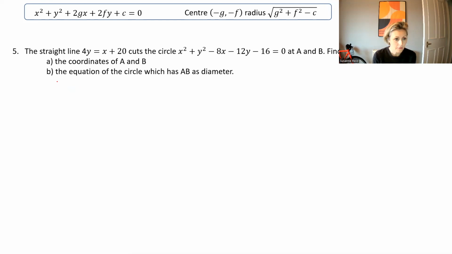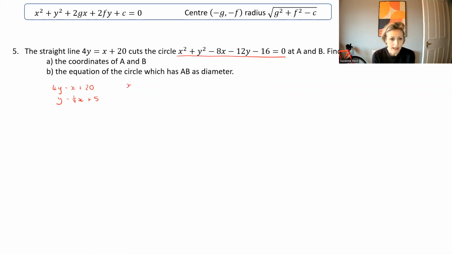So taking our 4y equals x plus 20. And I'm going to change that. I'm going to divide through it by 4 to give me y equals a quarter x or x over 4, whatever you prefer, plus 5. And I'm going to sub that into my circle equation.